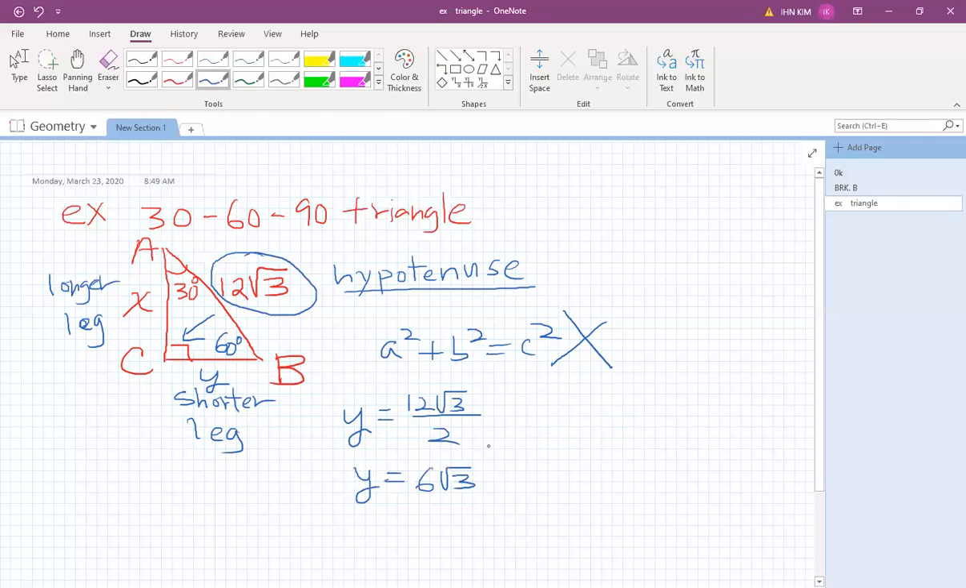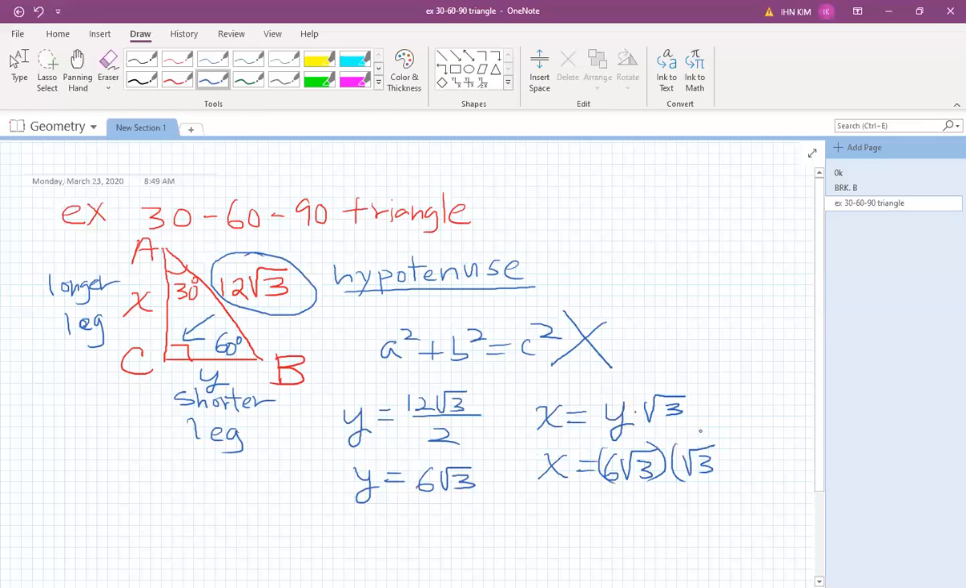And the longer leg in this case is x. X is going to be radical 3 times the value of the shorter leg. So the shorter leg is y here. We're going to multiply y times radical 3. Now you don't have to put the dot there, but I want to make sure you know that we have to multiply this by a radical 3. So now, since we know the shorter leg, we're going to go ahead and multiply this by radical 3.